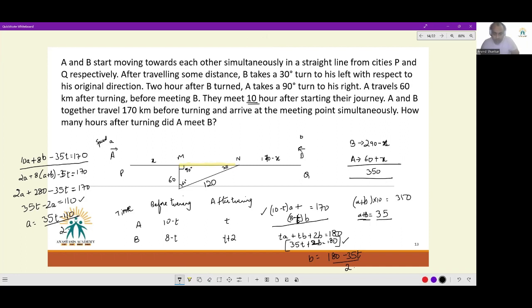Other thing you can look at: you can potentially look at this distance, 60 divided by t, plus B has started 120 divided by t plus 2. This is the speed of A. This is the speed of B. This should be equal to 35. This is a much better framing. Get rid of this. Sorry, working.